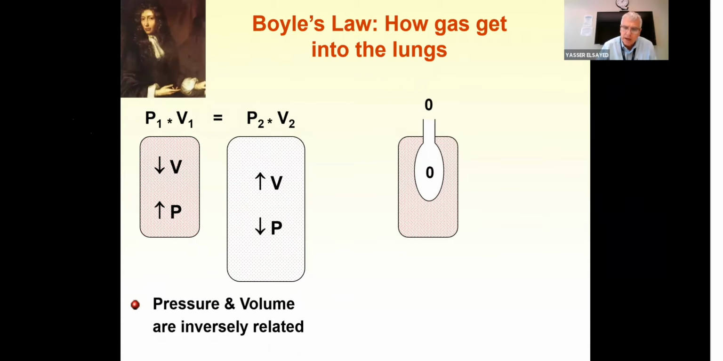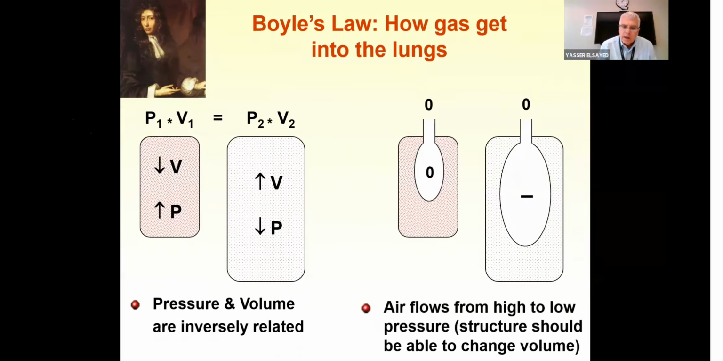So if you translate that into the lungs, we know that air flows from high to low pressure as long as the structure is able to change volume. So this will be an example here on the left of a lung at the end of inspiration, in which the pressure in the atmosphere is equal to the pressure inside the alveoli. Therefore, there is no movement of air. During the beginning of inspiration, the volume of the chest increases, so the pressure inside decreases, so the alveolar pressure becomes lower than the atmospheric pressure, and air will move into the lungs.